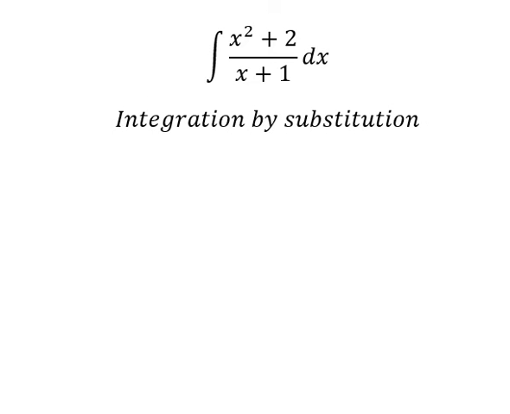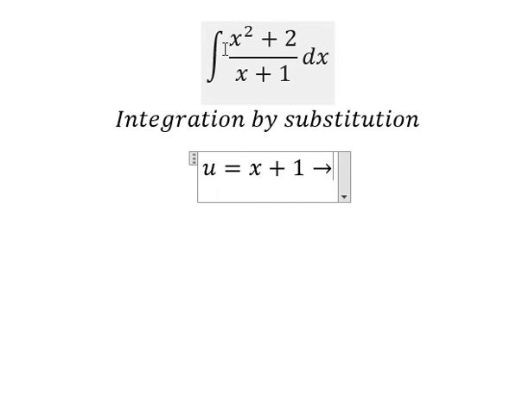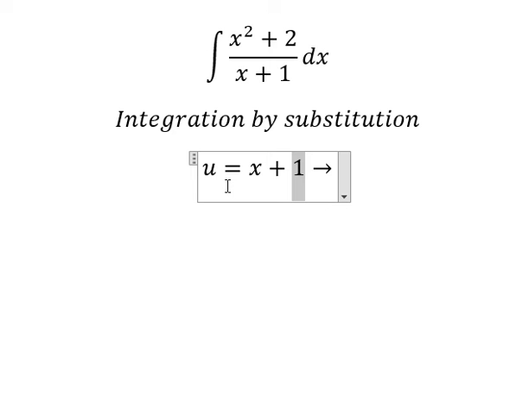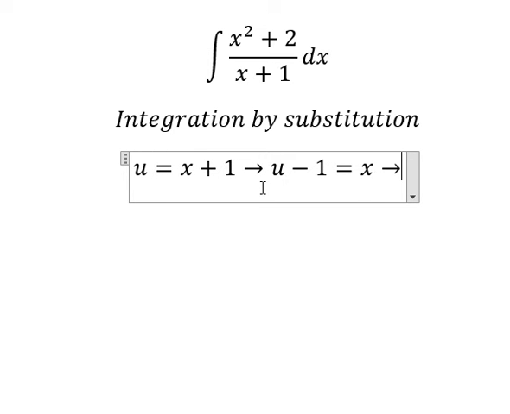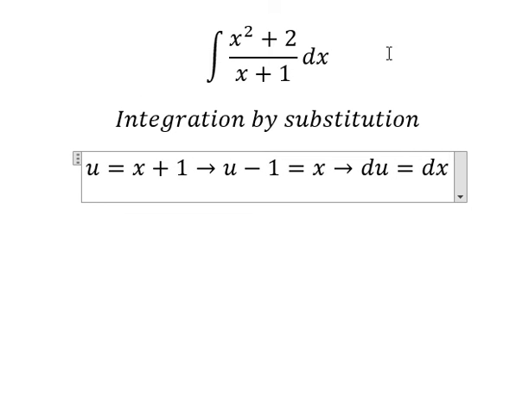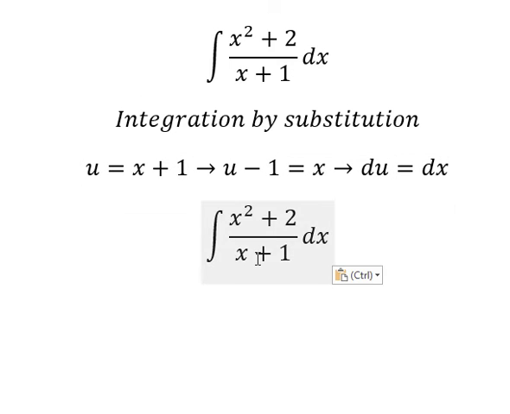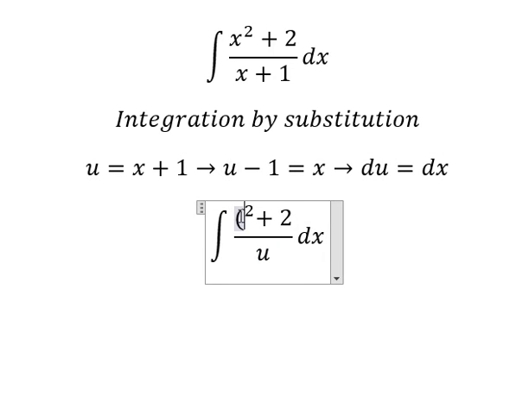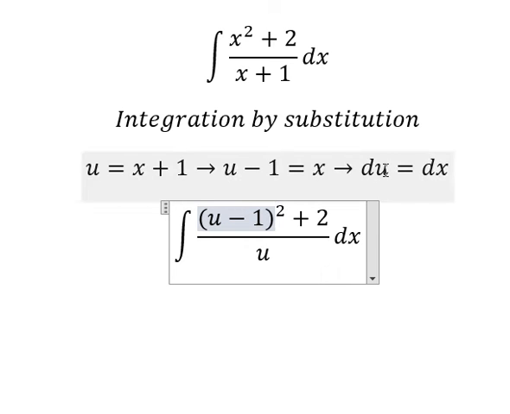So I need to put u equals x plus 1, because we still have x. So I need to put the number 1 to the left. After that, we need to first take the derivative of both sides. So we have u equals x. This one we change by u. The x we change by this one, the x we change by u.